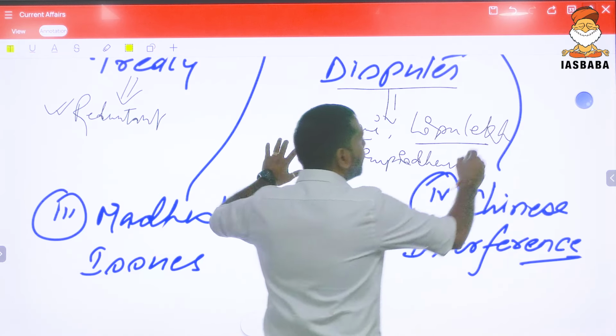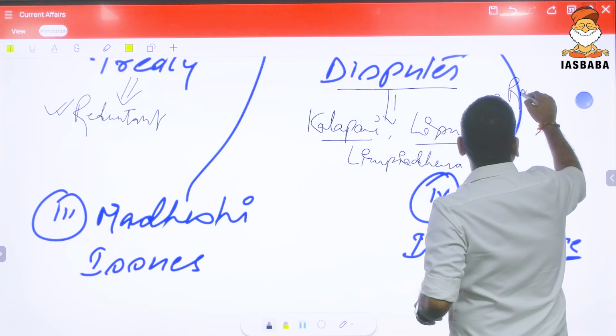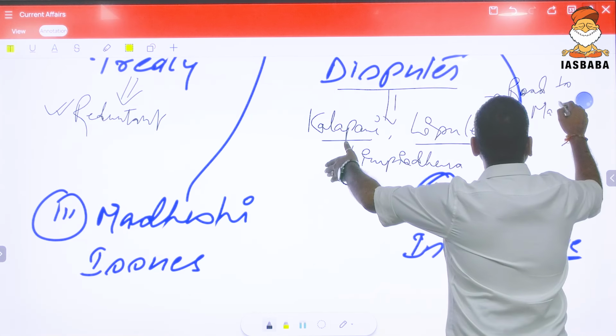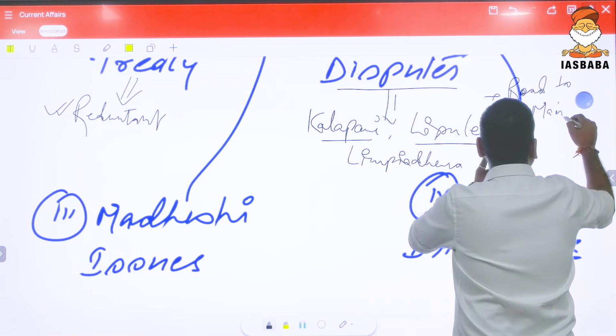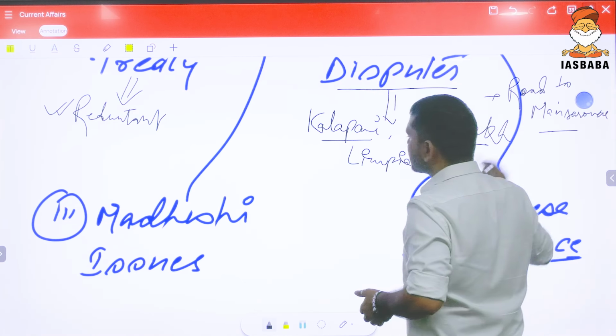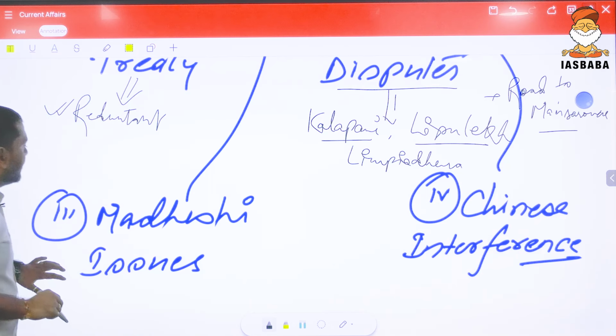Plus recently what happened is, the government has created a road to Mansarovar, going through this area only, Kalapani, right, through Kalapani. So that also has been contended by Nepal. So these are two things we saw in these challenges.